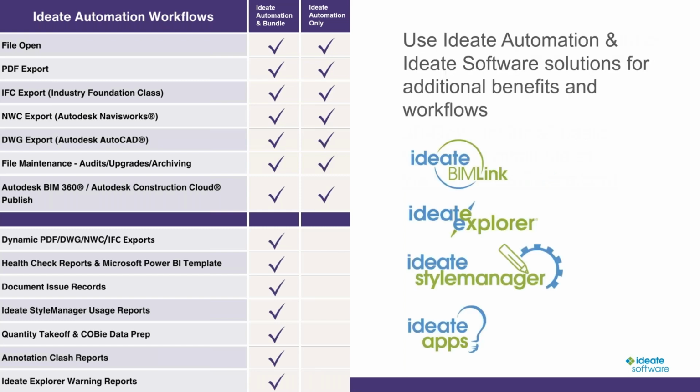Then at the bottom of the list are all the tools that need to have the other tools downloaded as well, like the dynamic PDF, DWG, NWC, and IFC export. We recently added IFC dynamic, so that's really nice to note. What this allows you to do is have a dynamic sheet set generated when you're exporting, for example, to PDF. I'll talk a little bit more about that, and it utilizes BIMlink to build that list on the fly. Then we have health check reports and Power BI templates, document issue records, style manager usage and reporting, quantity takeoff, COBie data prep, annotation clashes reporting, and Ideate Explorer warning reporting.